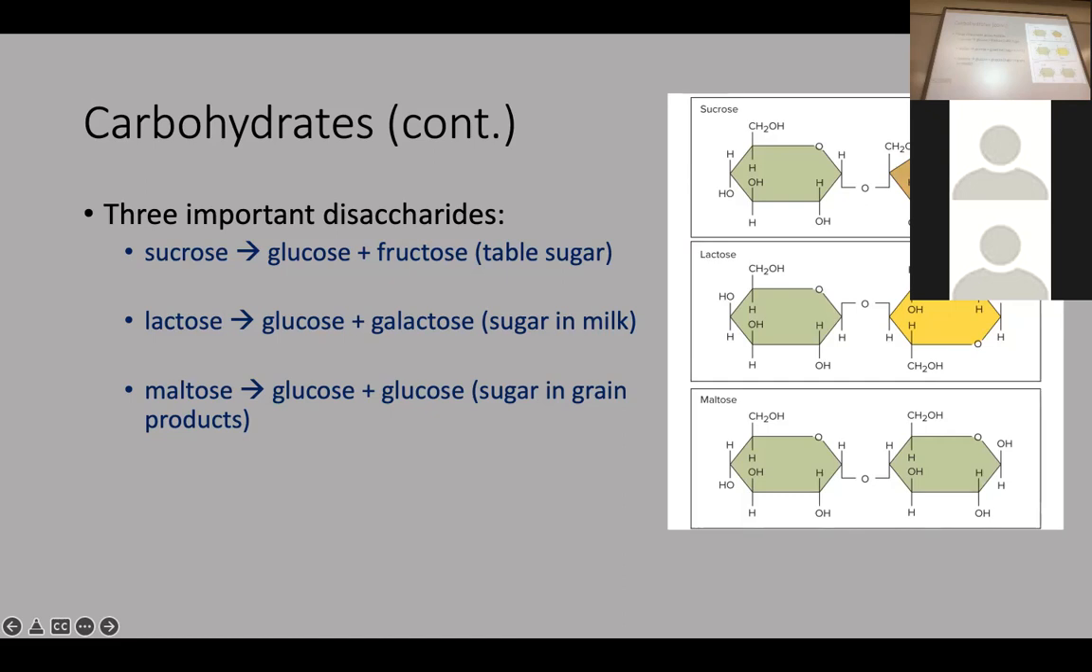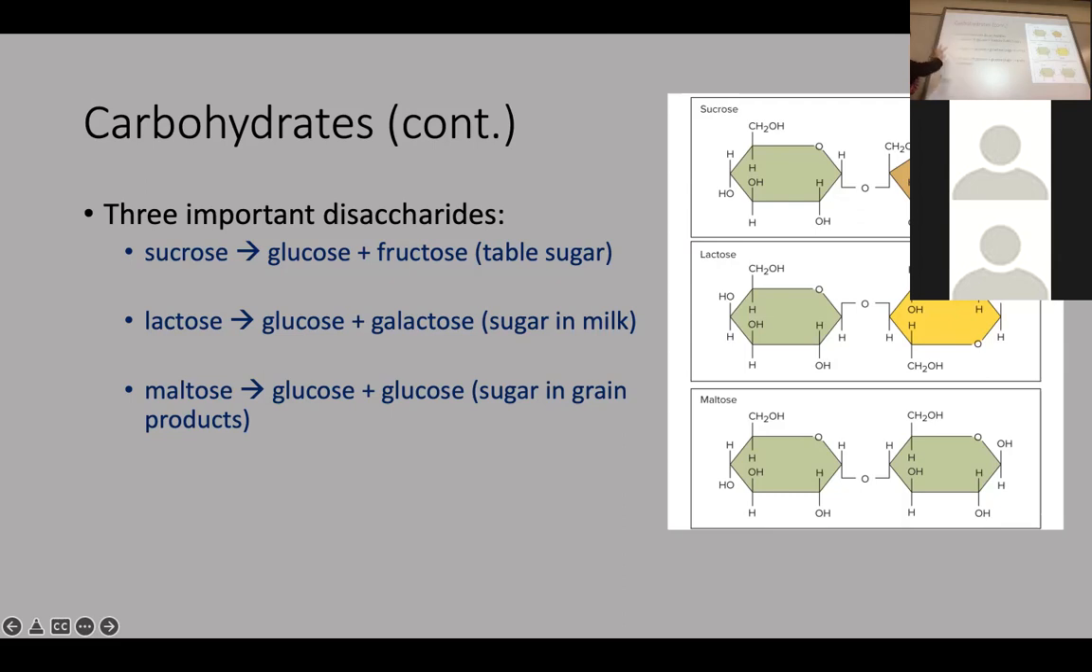And then maltose is simple. It's 2 glucoses put together, and it's what's used in grain products. So it's used in making beer, among other things. But maltose, all of them have glucose in them, right? So all of them have at least 1 glucose. So it's an easy start.